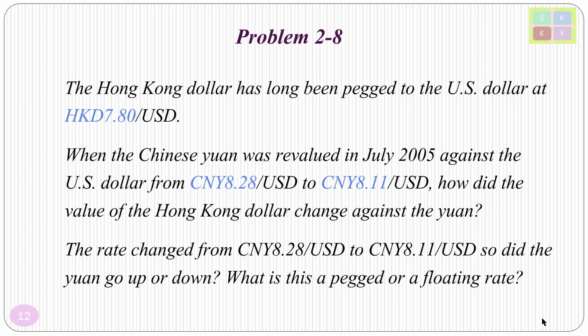Before doing our calculations, let's try to answer a couple of questions. The rate changed from 8.28 Chinese yuan per US dollar to 8.11 Chinese yuan per US dollar. So did the yuan go up or down? The answer is the yuan went up because the dollar is the currency in the denominator. So when the number goes down from 8.28 to 8.11, it is the currency in the denominator that goes down. This means the yuan went up. And the second question is, was this a pegged or a floating rate? Well, we were told the exchange rate was revalued. We already discussed that when you have the fixed exchange rate, you would have a revaluation or a devaluation. This means this was a pegged exchange rate.